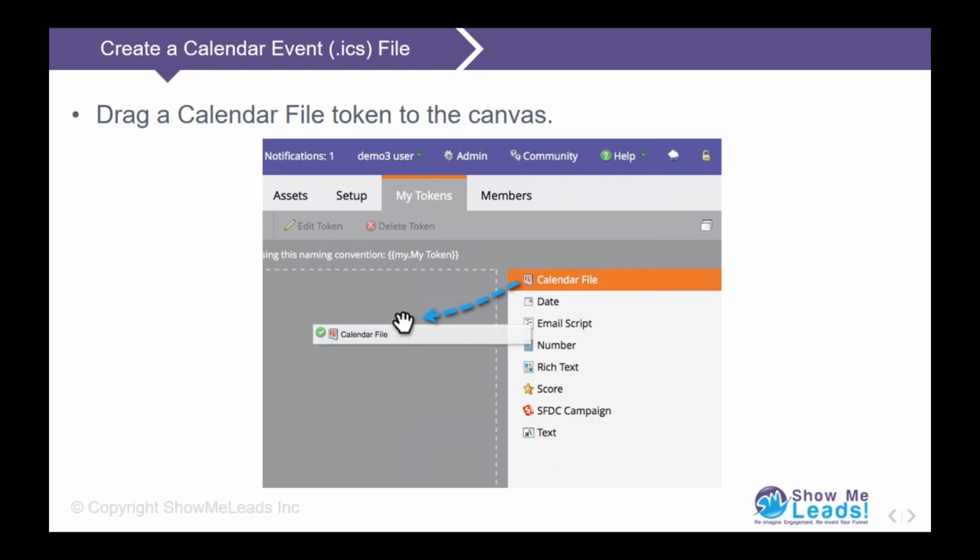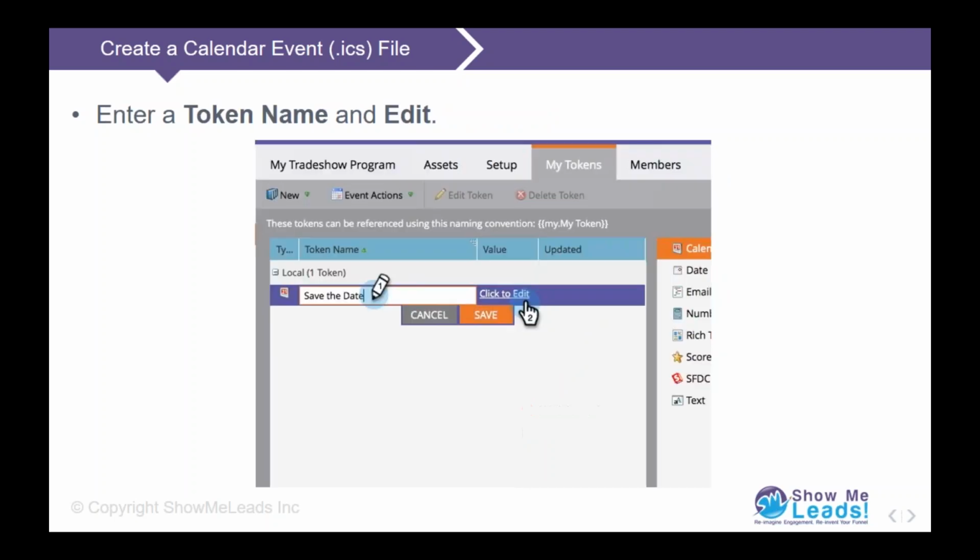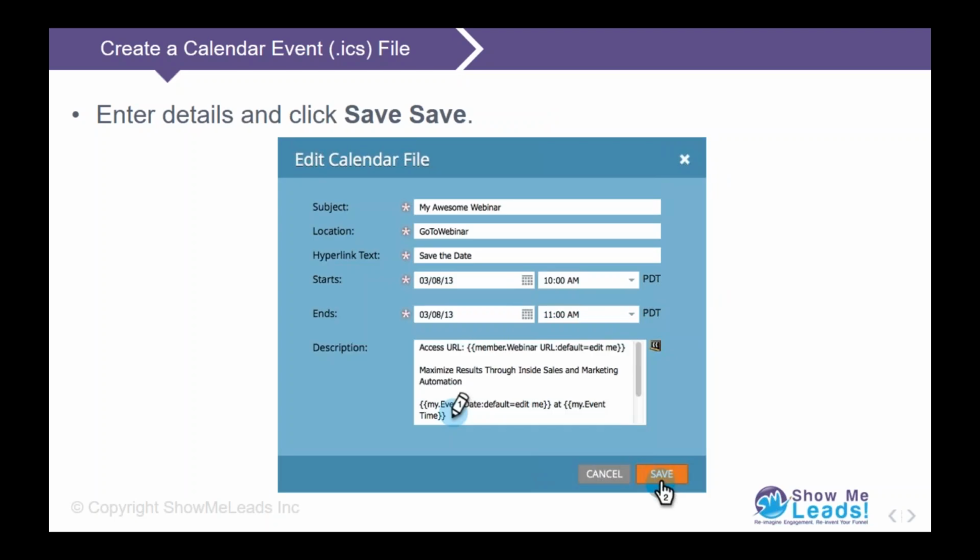It's a very powerful thing to do when you make it easier for somebody to not have to manually go into their calendar. They're more likely to put it in their calendar, which means they're more likely not to forget about it. So you pull over the calendar token and you give it a name. We're going to call it Save the Date here. And we're going to put in some information, right? We're going to give it a subject, a location, hyperlink text. So, Save the Date is going to have the hyperlink for it, the start and end times.